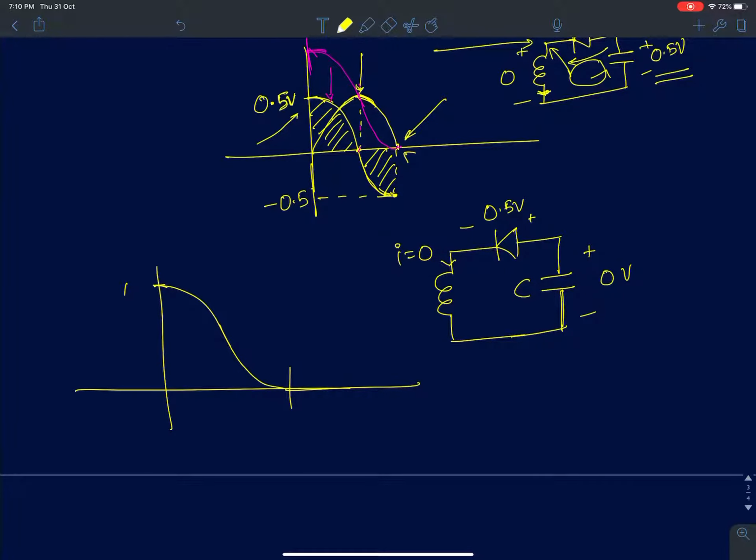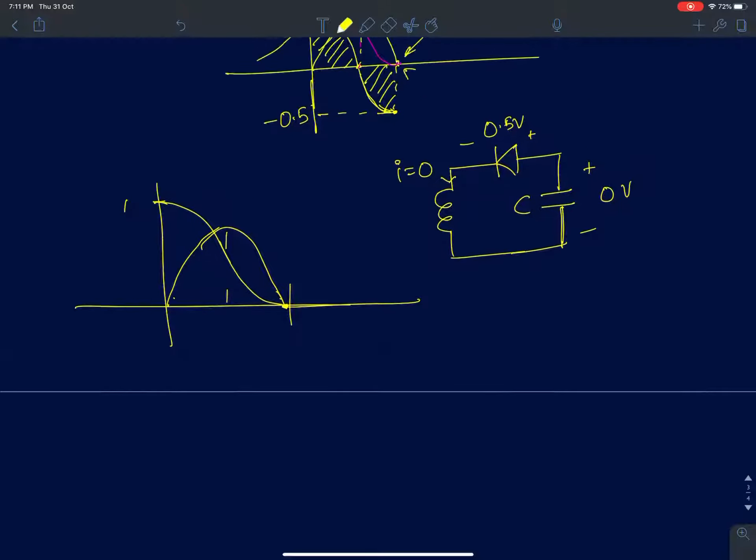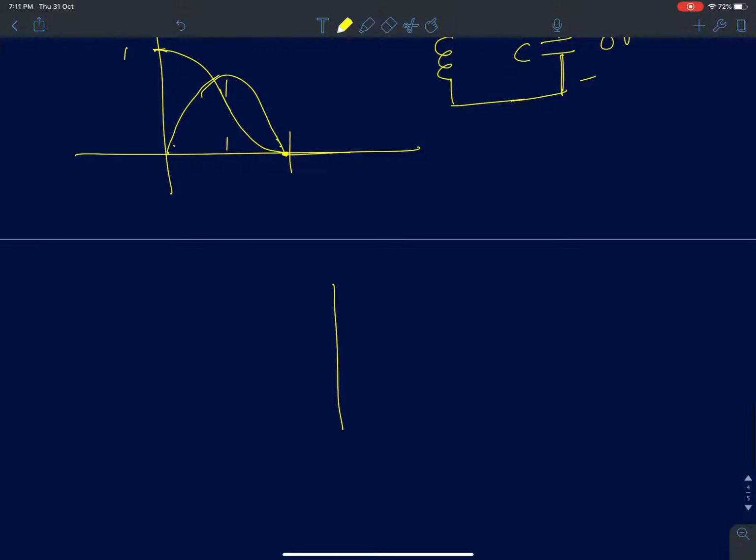The inductor current, if you see, it reached a peak value at this point and it reached 0 again and it will stay there. Okay. So after this, the circuit comes to rest. And what will happen to the inductor voltage is that the inductor voltage first started from plus 0.5, it reached minus 0.5.